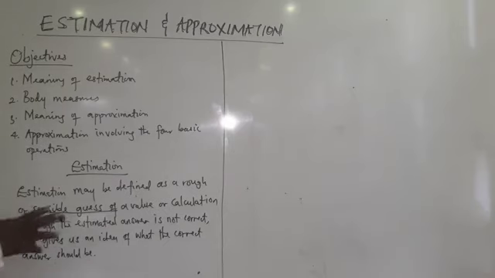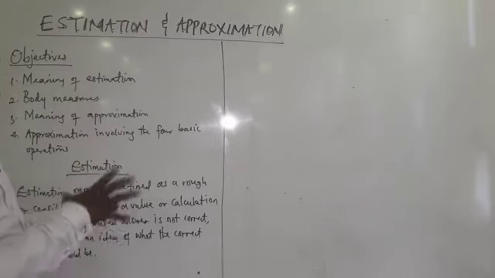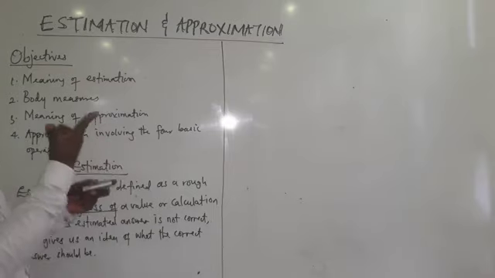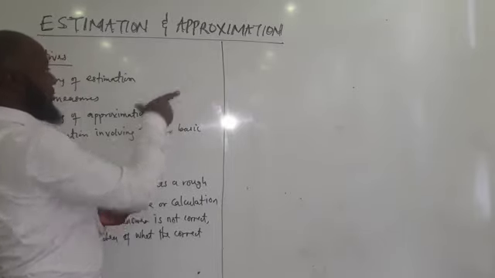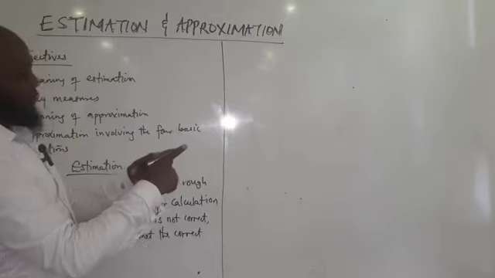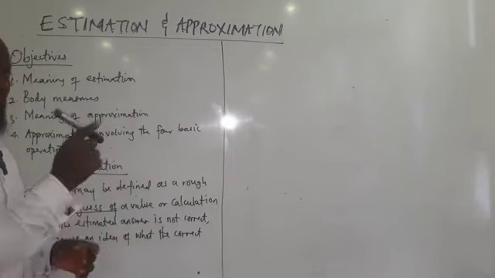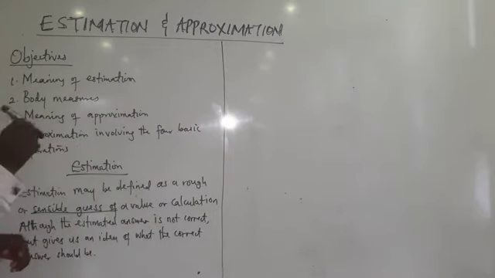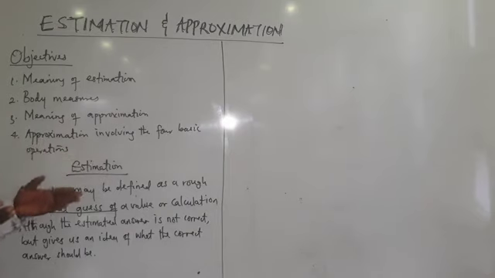For example, if I want to estimate the length of this marker, I can use my hand span to measure it. If this hand span is, let's say, 3 or 5 centimeters, maybe it's 5 centimeters, I can roughly say that this marker is 4 centimeters. That might not be correct, but it will give us a clue, or be very close to the perfect answer for the length of this marker. So that is what estimation is. We are trying to get a rough guess of a value or calculation.